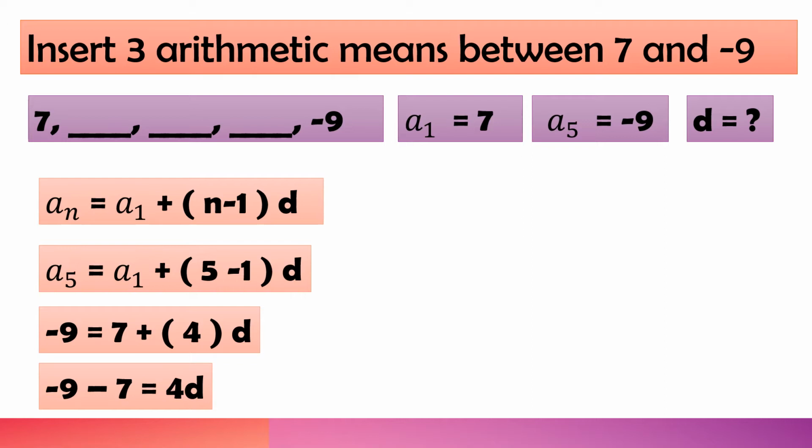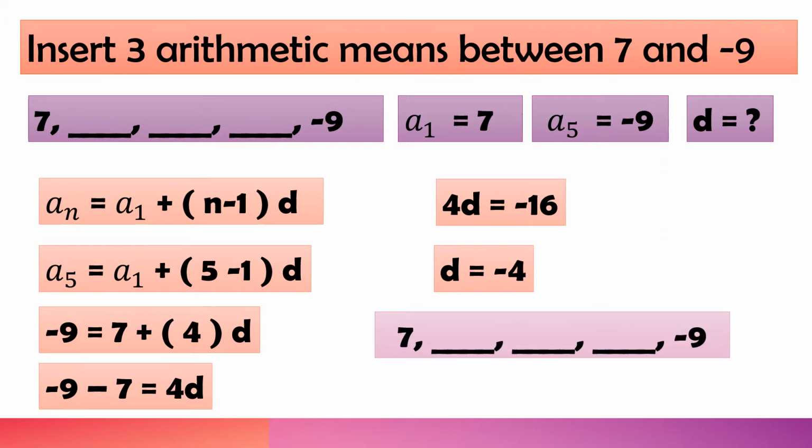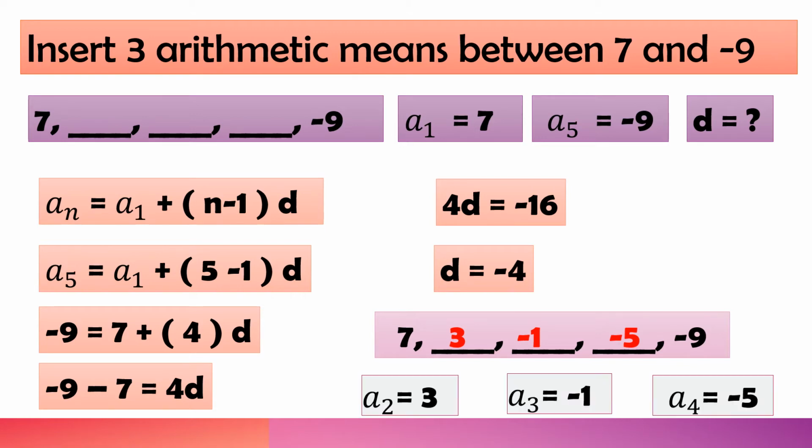-9 minus 7 is equal to 4d. Simplifying the left side of the equation, that is equal to 4d is equal to -16. Dividing both sides by 4, that is d is equal to -4. Since our common difference is equal to -4, we will then have 7 minus 4 equals 3, minus 4 equals -1, minus 4 is equal to -5. That means that the three arithmetic means between 7 and -9 are 3, -1, and -5.